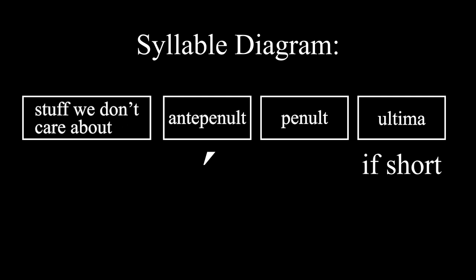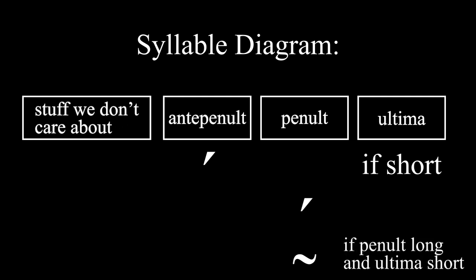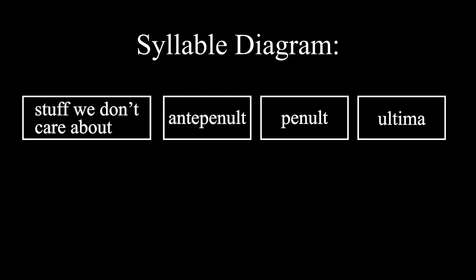For the penult, an acute accent or circumflex can be placed on it. In most cases, the accent will be acute, but if the penultimate syllable is long and the final syllable is short, the accent will be a circumflex. Finally, we have the ultima. If the final syllable is short, use an acute accent.